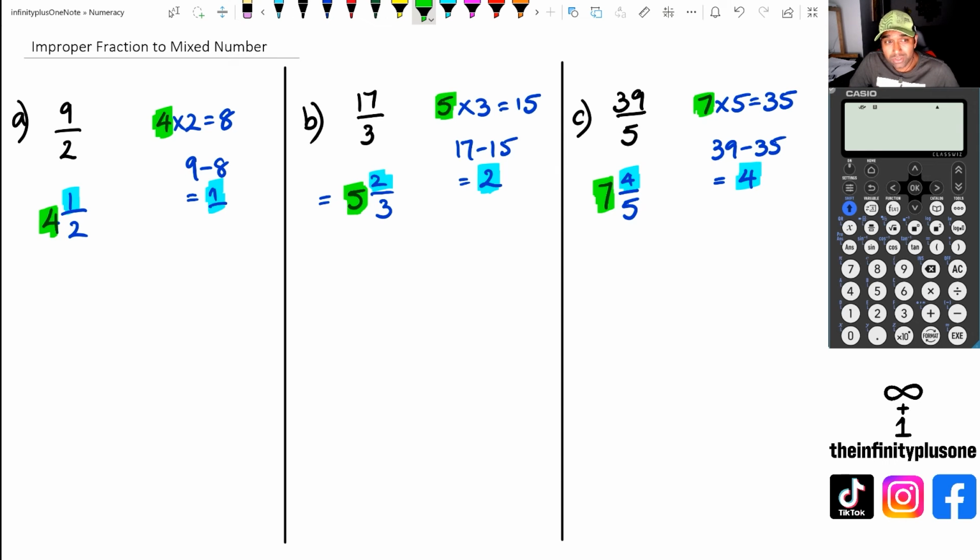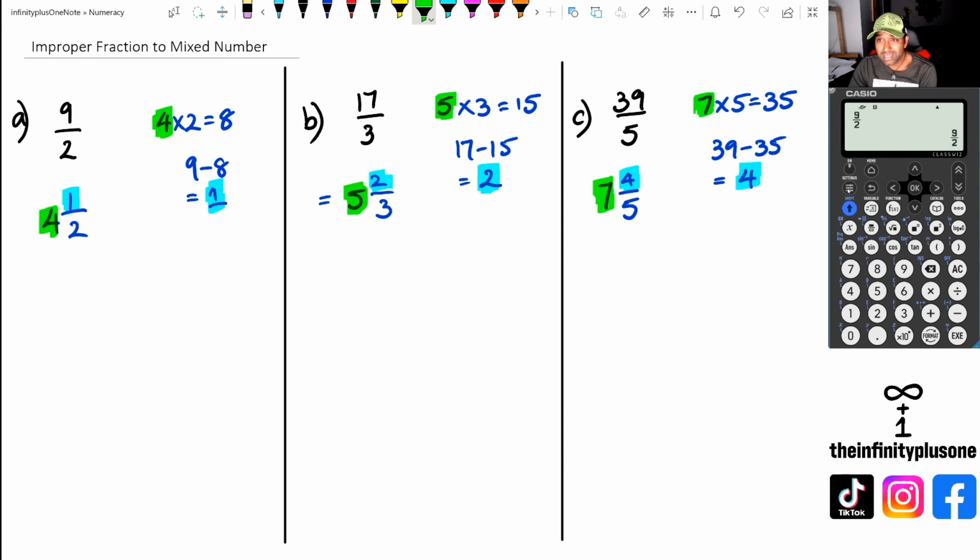Now, to show this on the calculator, and again, it depends what calculator you're using. With this particular model, if I do 9 over 2, it automatically goes to 4.5. That's because under my calc settings, I've put fraction result and said I want my answers in mixed fraction. But if I set it to improper fraction, then if I press 9 over 2, it will automatically change it back to 9 over 2.